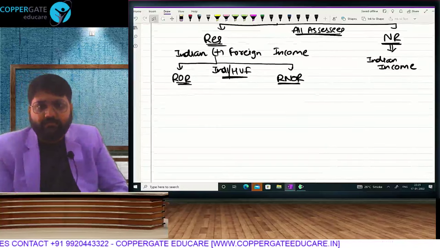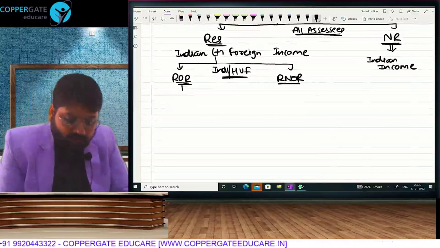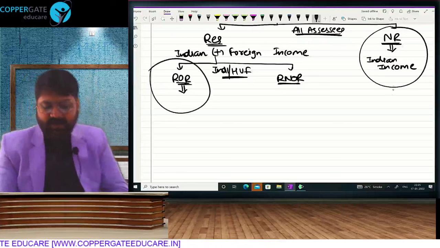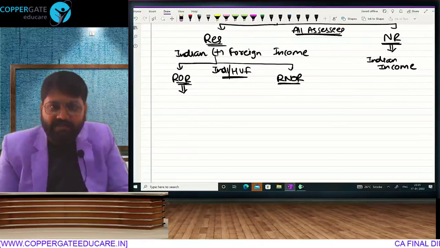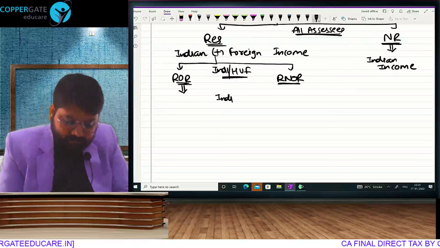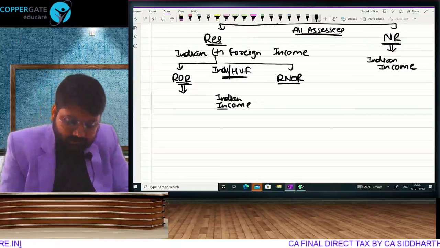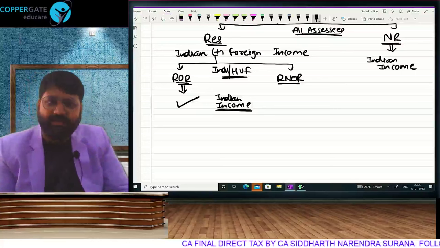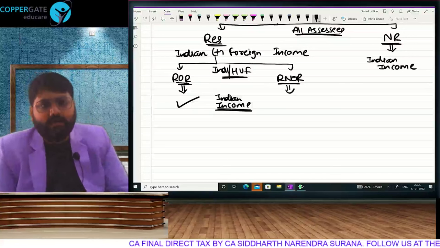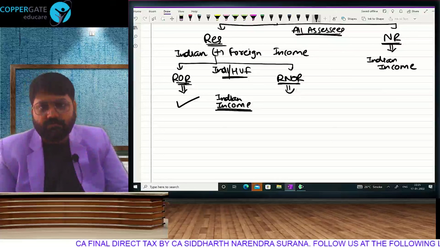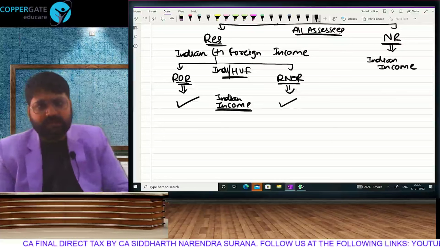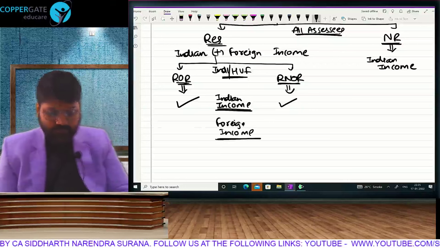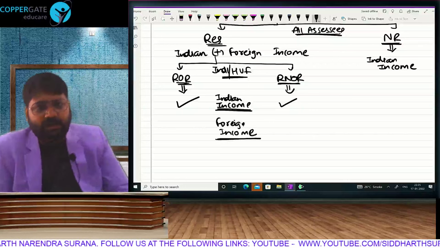Ordinary and not ordinary. What is the rule? For ROR, again, this is very easy. This part was very easy. For ROR, we have already decided which income will be taxable. Will Indian income always be taxable for ROR? Yes. Indian income is taxable for non-resident also. So, why is it difficult? What about RNOR? Indian income is taxable for non-resident also. So, what about RNOR? Yes. Foreign income. Again, answer the easy thing. For ROR.